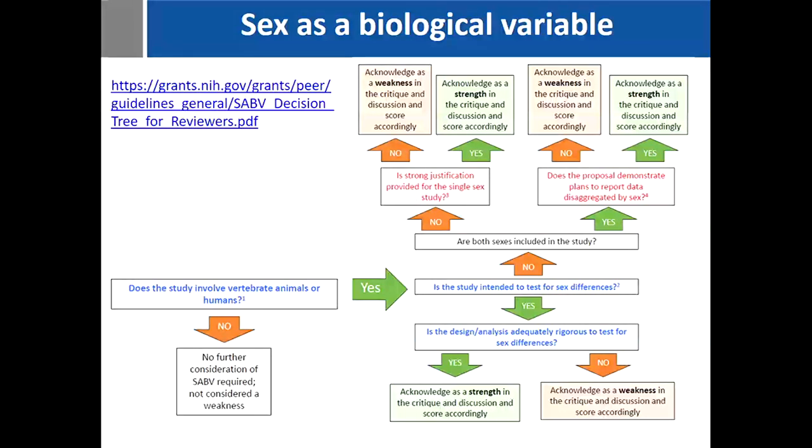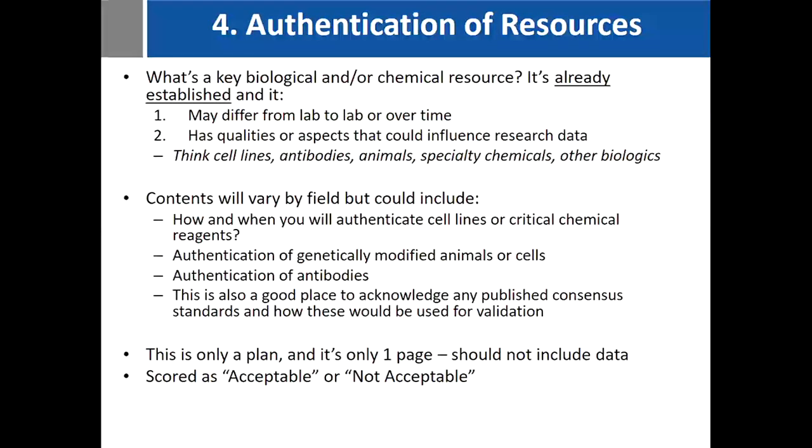Then the last criterion that's part of the NIH Rigor and Reproducibility Initiative is authentication of key biological and chemical resources. I think this has also been challenging for the NIH to communicate, what do we mean by this and how to follow this policy, because key biological and chemical resources sounds a little vague. To help with that, consider that this section, which is actually an attachment in your application, is about resources that are already established. If you will be generating it as part of your proposal, then include that in the research strategy, because that is part of a research strategy.